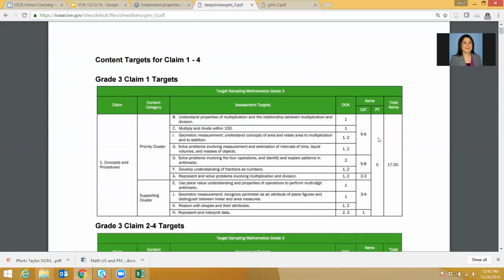Now, a point of clarity. When you think about this, think about that these are priority clusters and these are supporting clusters. So it would make sense that students receive more assessment items on the priority clusters than they do on the supporting clusters. I've had some educators ask me, oh, well, there's 5 here, so that's why those are priority. No. These are the priorities, so this is why we're going to have the majority, about 14 questions out of the 20, that are going to come from our priority clusters, and maybe 4 or 5 that come from our supporting.